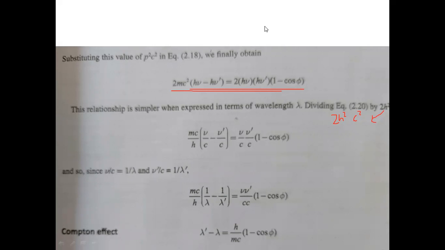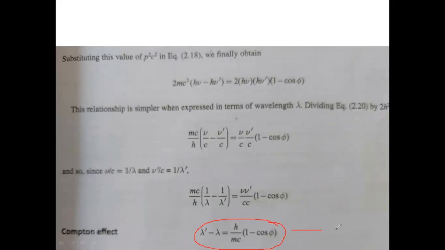So we also know that c by lambda equals nu. Now by rearranging, we get c by nu equals lambda. Now putting the value of this equation in this, we get mc by h into 1 by lambda dash equals nu dash by c into 1 minus cos phi. And hence the final equation becomes lambda dash minus lambda equals h divided by mc into 1 minus cos phi.